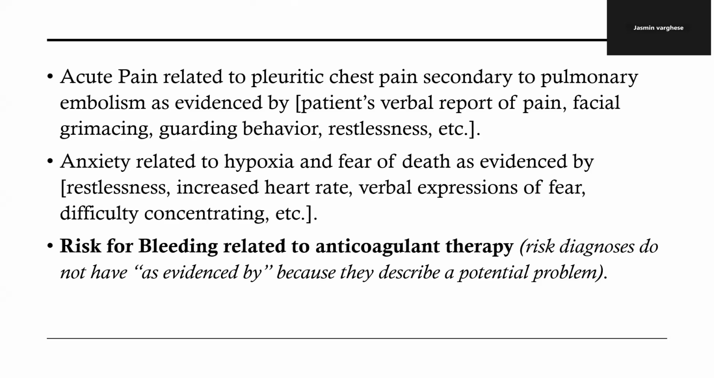peripheral pulses. Next nursing diagnosis is acute pain related to pleuritic chest pain secondary to pulmonary embolism as evidenced by the patient's verbal report of pain. Next one, anxiety related to hypoxia and fear of death as evidenced by restlessness and verbal expression of fear. Next one, risk for bleeding related to anticoagulant therapy, and there is no "as evidenced by" because it describes a potential problem. So these are all the nursing diagnoses you can write for pulmonary embolism.